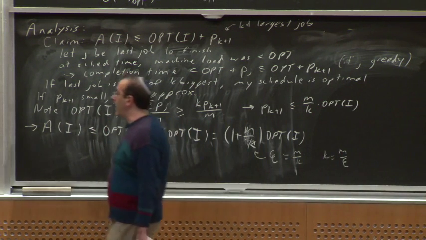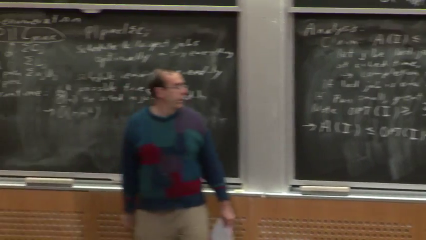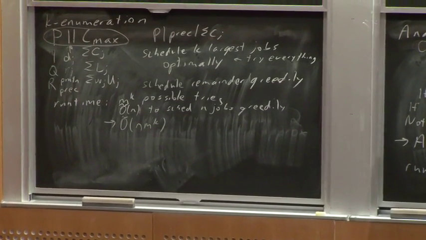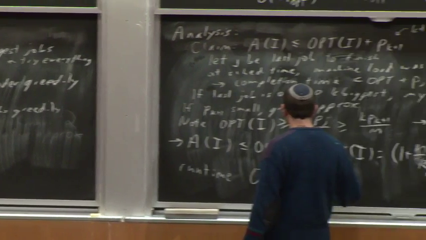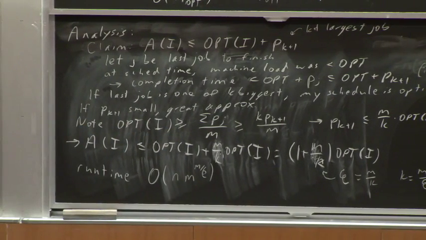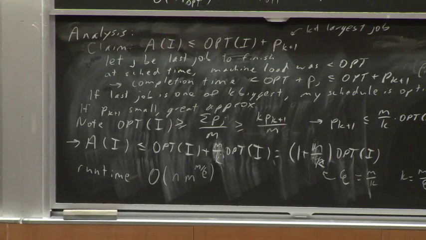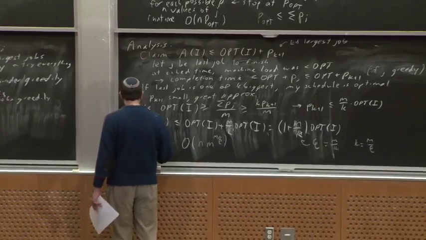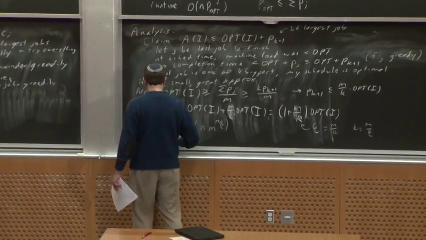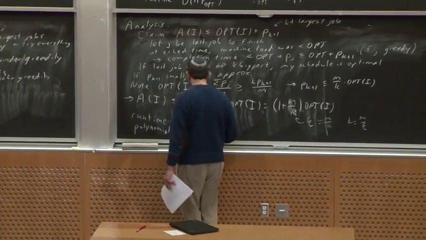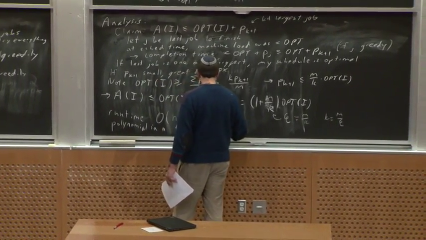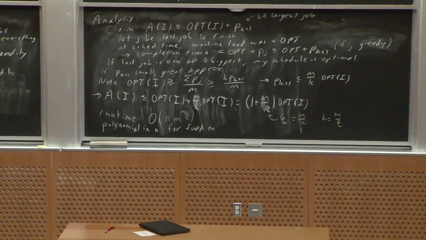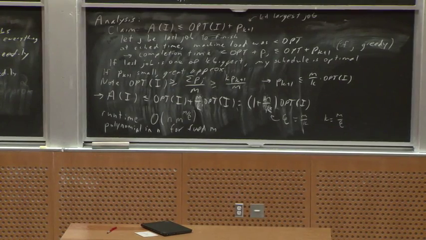But now we can go back and look at our running time, order n m to the k. And we discover that we have a runtime of order n times m to the m over epsilon. Is that good or bad? Well, that depends on m. But in particular, this is polynomial in n for fixed m. So if I need to schedule on 3 machines or 4 machines or 5 machines, any constant number of machines, I now have a polynomial approximation scheme.